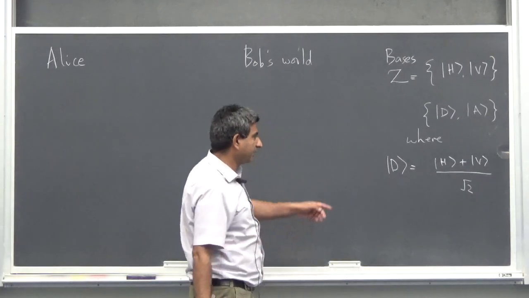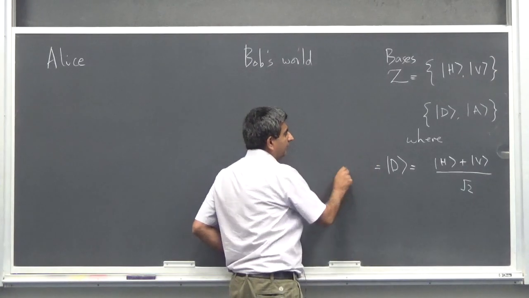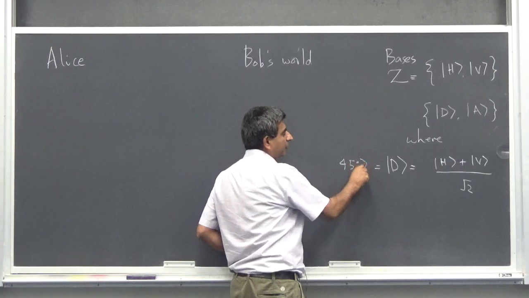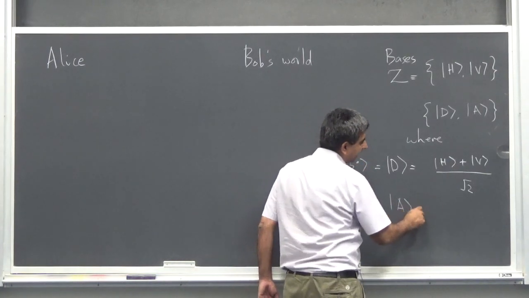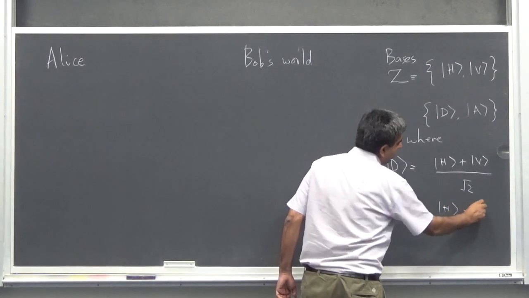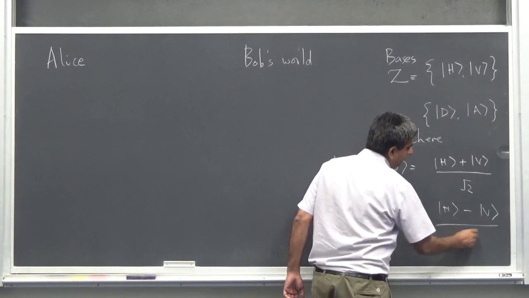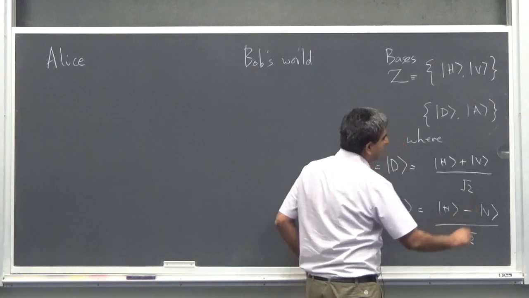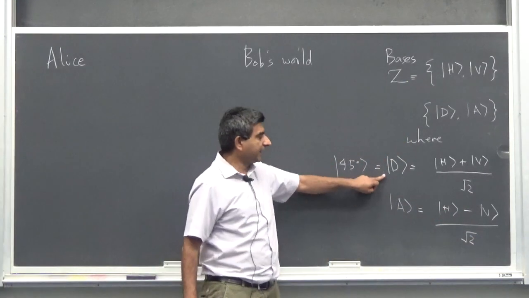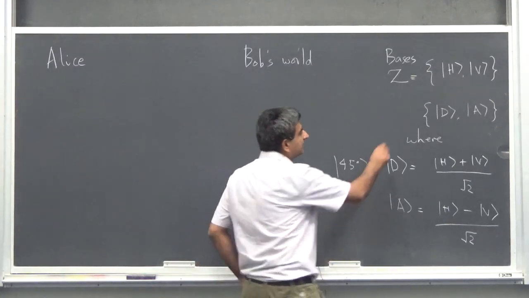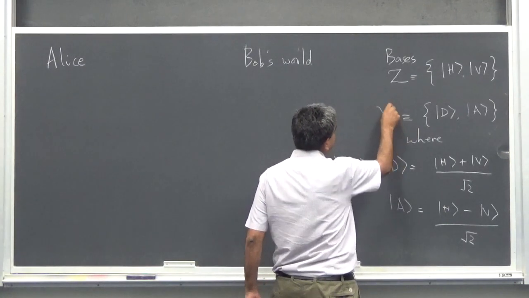Maybe in one of our prior lectures we have called this a 45 degrees polarized photon. An anti-diagonal represents a superposition of horizontal and vertical, albeit with a negative sign. So this is how we define the diagonal and the anti-diagonal states. This basis, let's call this basis the X basis.